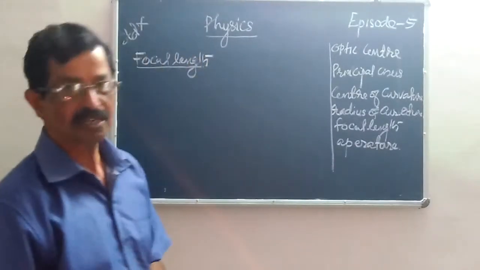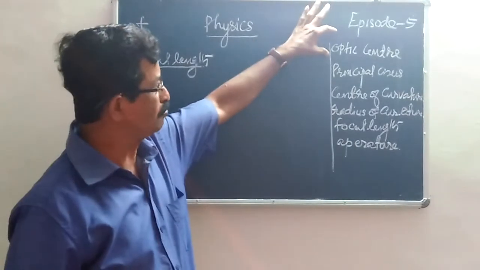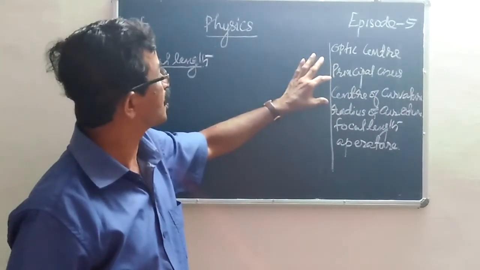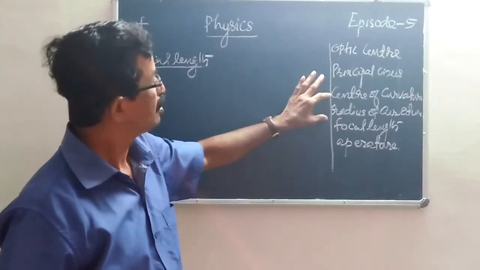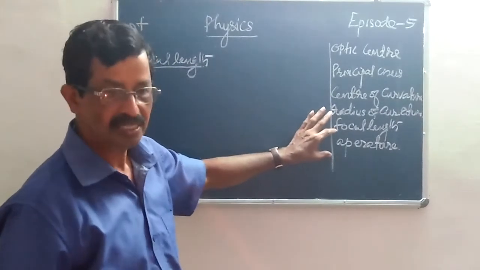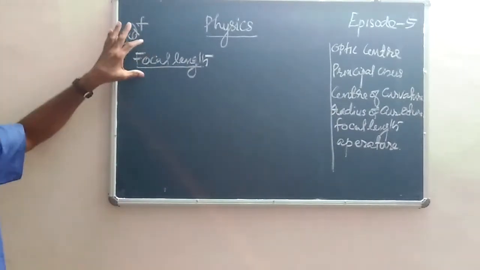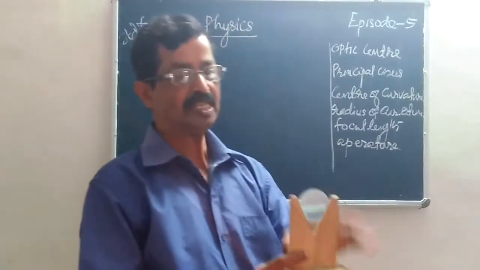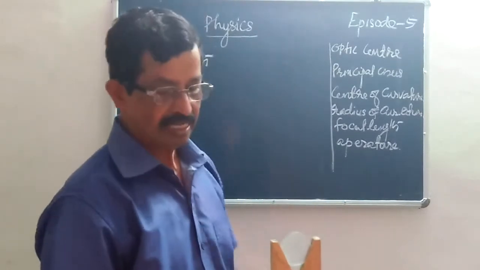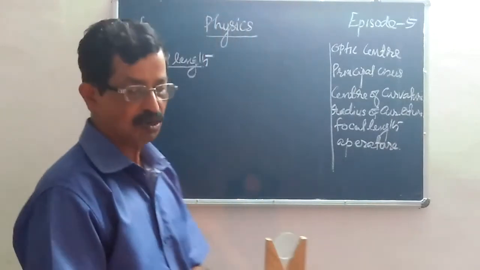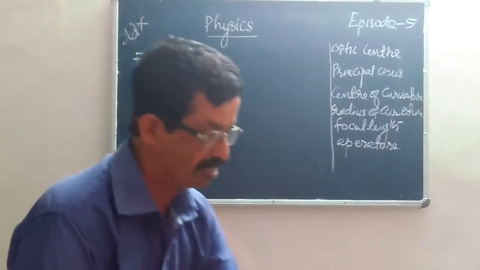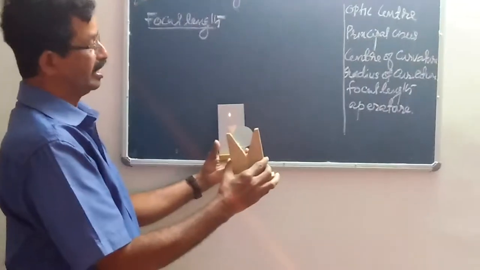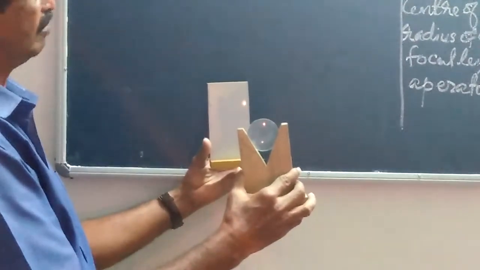The terms we discussed about lenses are optic center, principal axis, center of curvature, radius of curvature, focal length, and aperture. Now we want to find out what exactly focal length is. See, here is a lighted candle and this is a convex lens. Now I am going to hold this convex lens at a large distance from this lighted candle. Now you can see its image is forming on the screen.